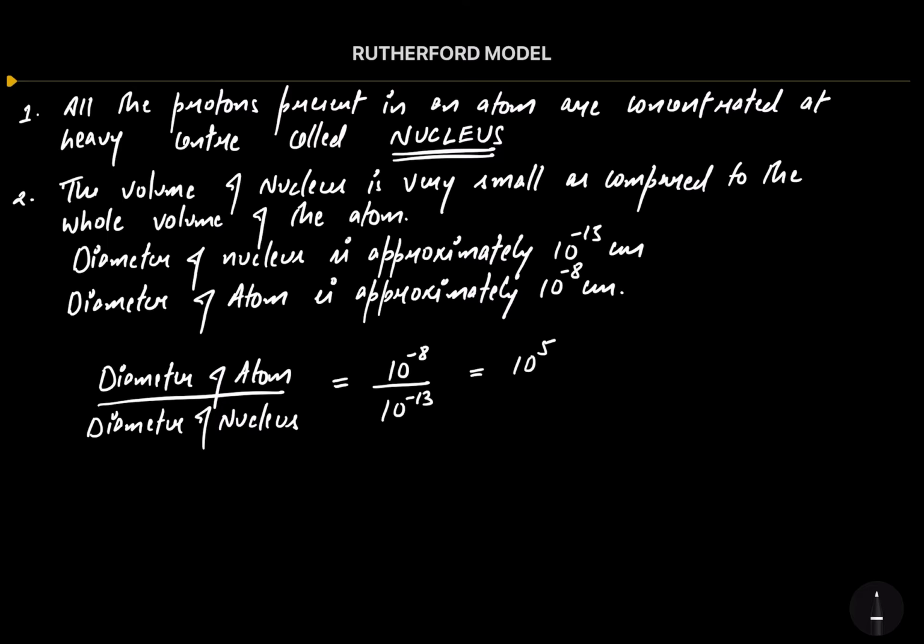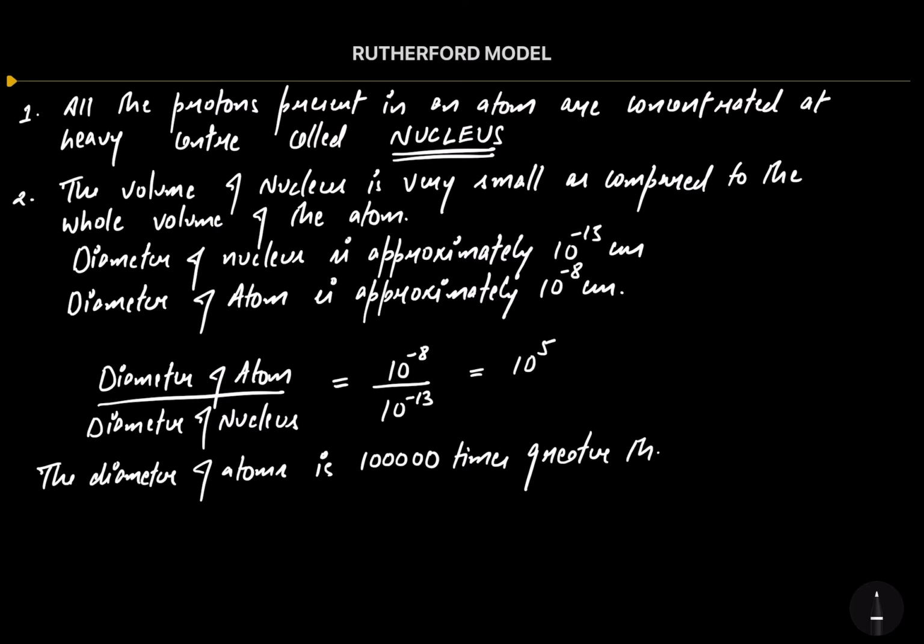That means the diameter of the atom is 1 lakh times greater than the diameter of the nucleus. So that was my second point. Now let's talk about the third point.